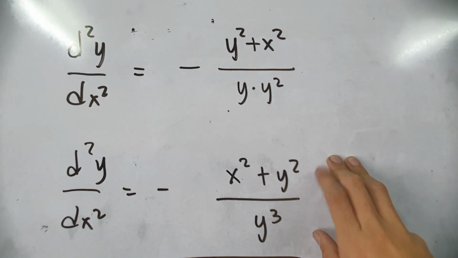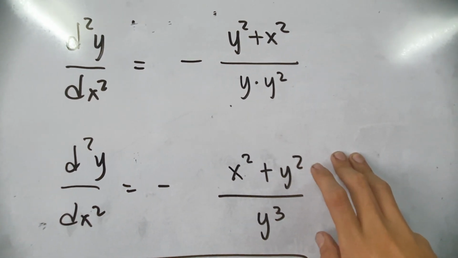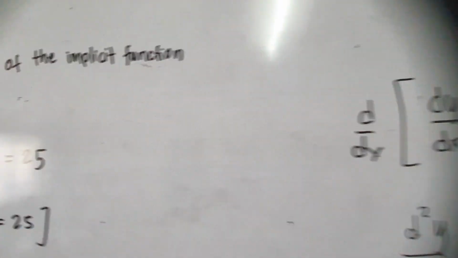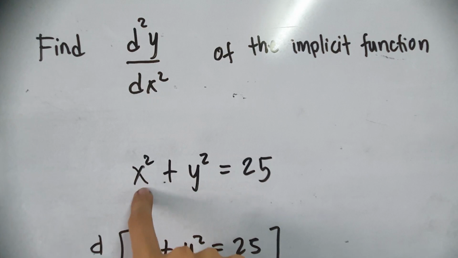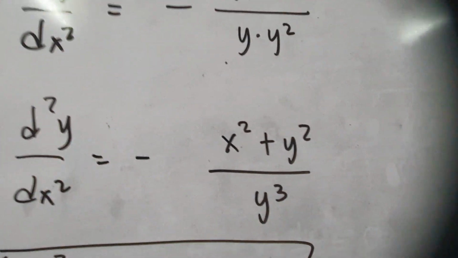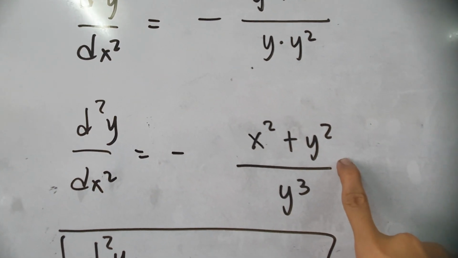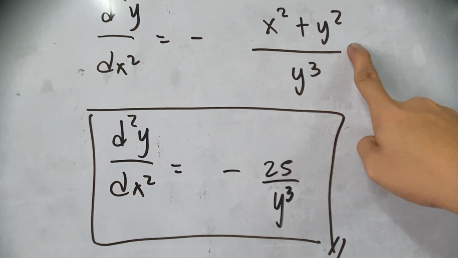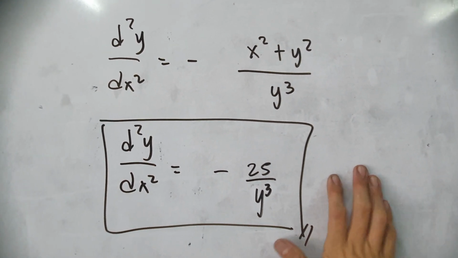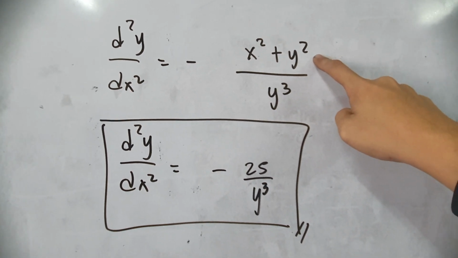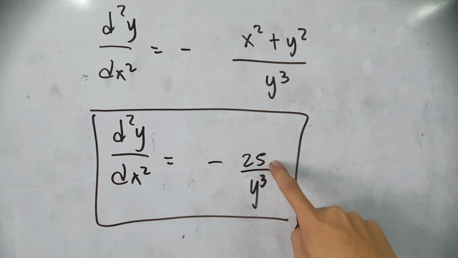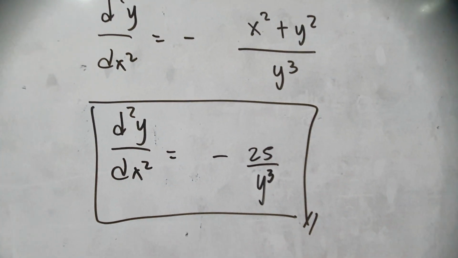So we need to substitute the value of this term right here, x squared plus y squared. Familiar, this is the original equation. x squared plus y squared is equal to 25. Meaning to say, we're going to substitute the value of x squared plus y squared, which is 25. So this is our final answer. As you can see, we have to convert our x squared plus y squared to its equivalent value, which is 25 from our original equation. Now this is our final answer.